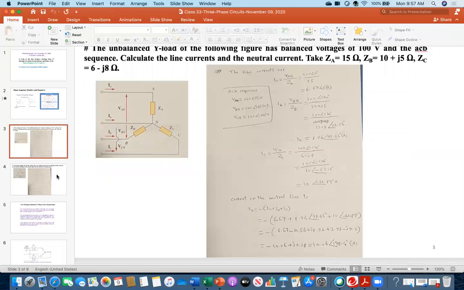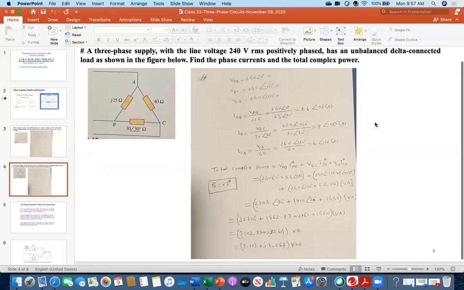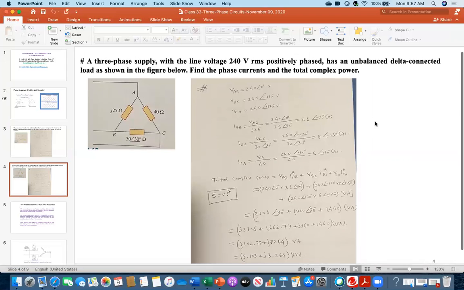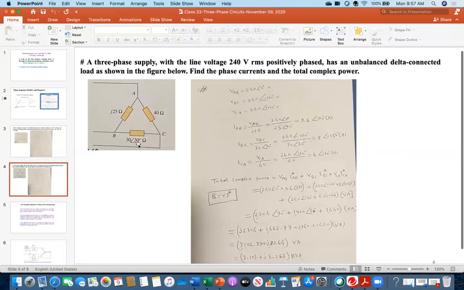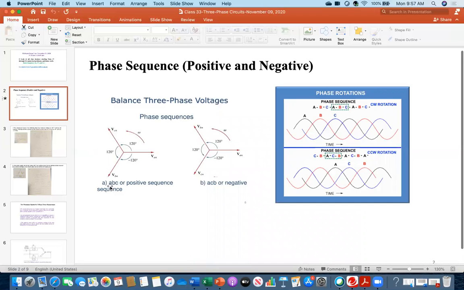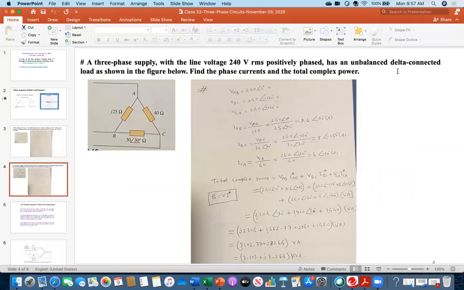Okay, so then moving forward, there is one more problem. It will make things much clearer. Everybody see this example. A three-phase supply with a line voltage of 240 volts RMS, positively phased. Positively phased means positive phase sequence. It is usually expressed that way, meaning your phase sequence is A, B, C. That is the meaning. Okay, it has an unbalanced delta-connected load as shown in the figure below.